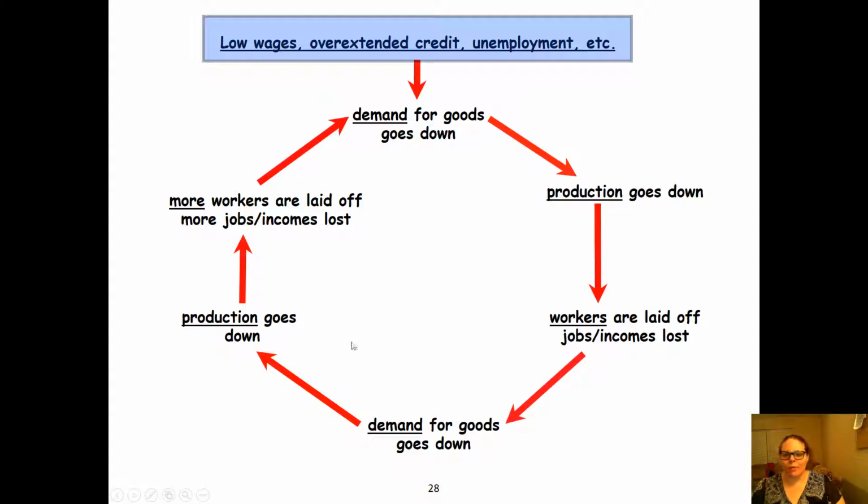And it will just keep going and going and going, and it will not stop until someone, usually the government, steps in between one of these steps and does something to stop it. They either give people money so that the demand for goods goes up because they start spending money, okay? Or they increase production, which gives people jobs, okay? Or they find a way to give people jobs. That's how most governments do it.